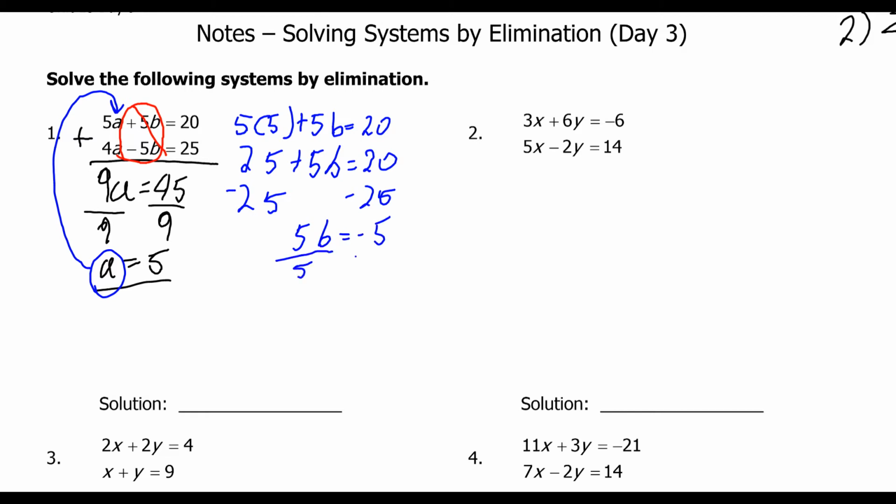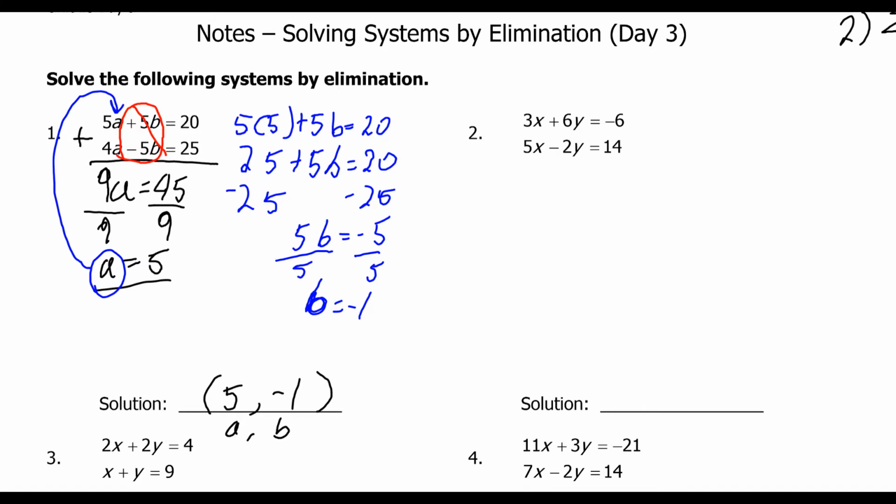Divide each side by 5, and we're left with b equaling negative 1. Okay, so b equals negative 1. Now, usually we're used to having x and y, but we're going to put them into our ordered pair in alpha order. So a, b: 5 and negative 1.